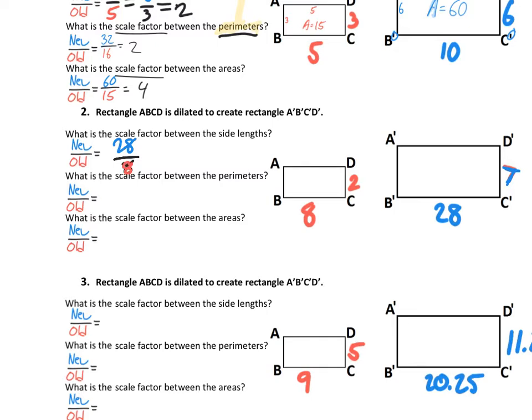When I divide these two, I get a scale factor of 3.5. Because of what we did before, we know my scale factor for the perimeter is also going to be 3.5. But I'm still going to show that to you guys anyways, just to be on the safe side.